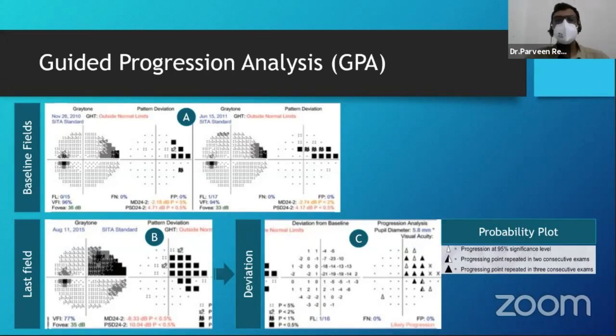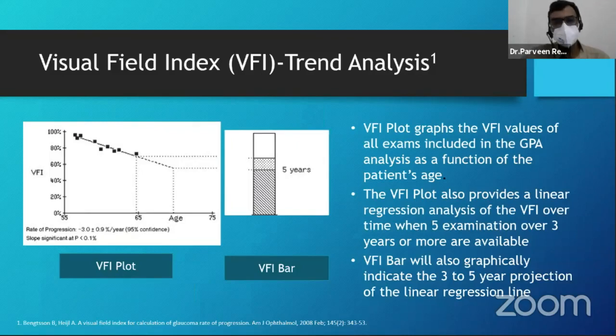Another thing which this GPA includes is the visual field index. So it is integrating both event and trend-based analysis. Here the VFI, as we all know, for a normal field is taken as 100%, and based upon that each point's VFI is calculated, and then it is plotted against the follow-up fields, taking age as a function. Based upon that, how the VFI is changing in the fields over time, they give a slope. So this gives, on the VFI plot, the trend of progression. So it gives the rate of progression.